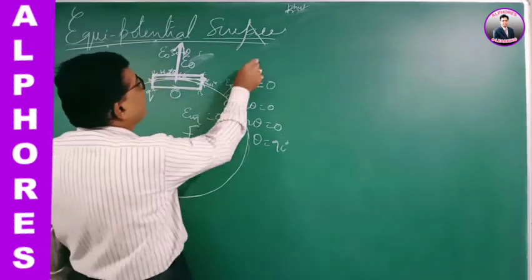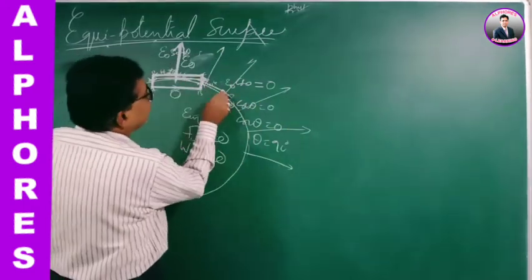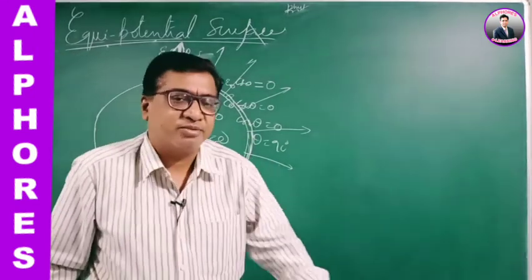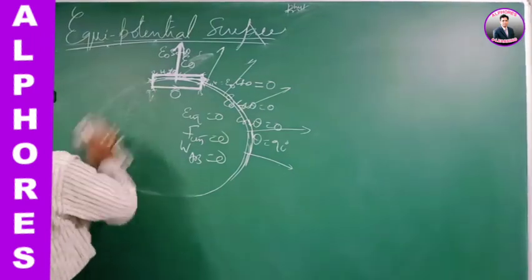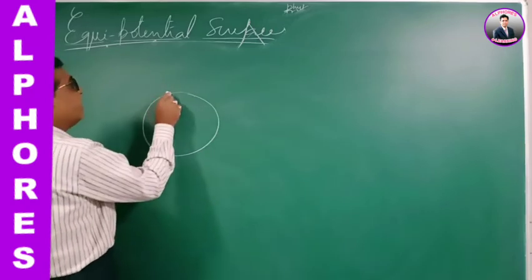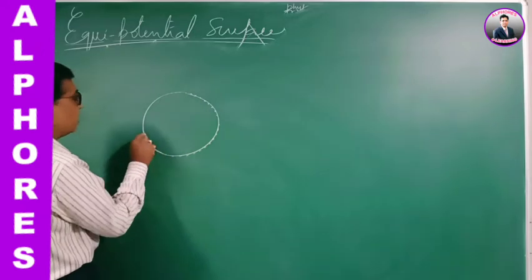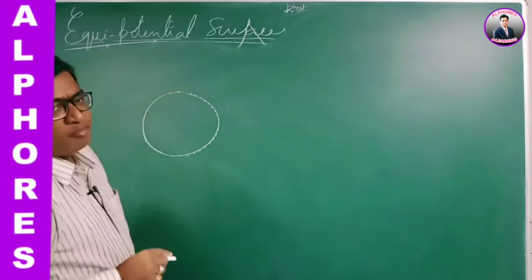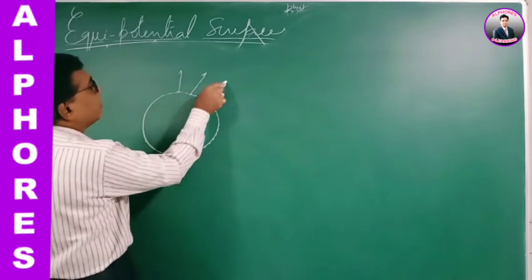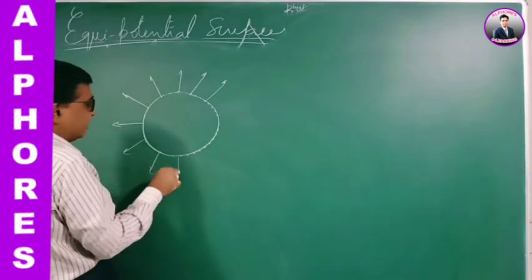At any point you consider on the metal conductor, the lines of force will be normal, and an equipotential surface is always perpendicular to the lines of force. So for any metal conductor, at all the points on its surface, the potential is always the same. This is an equipotential surface because the electric lines of force always emerge perpendicular to the surface of a metal conductor, right?